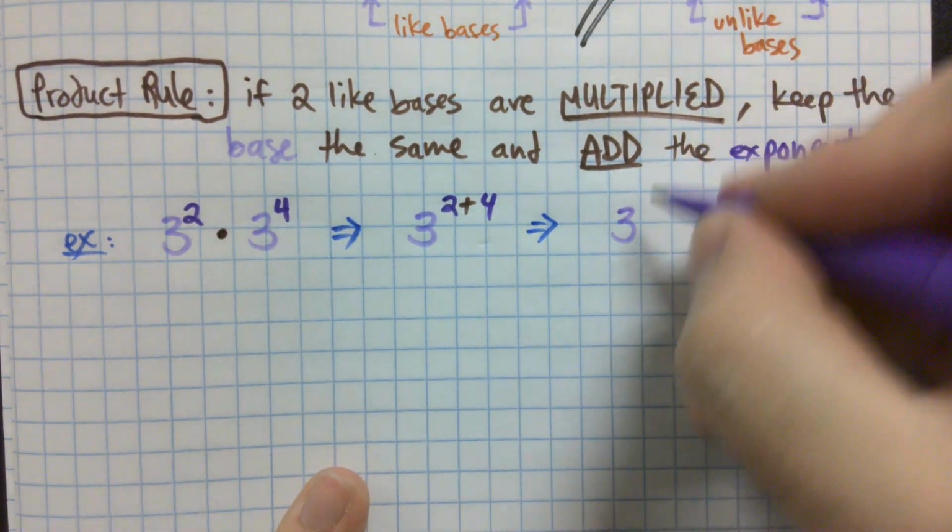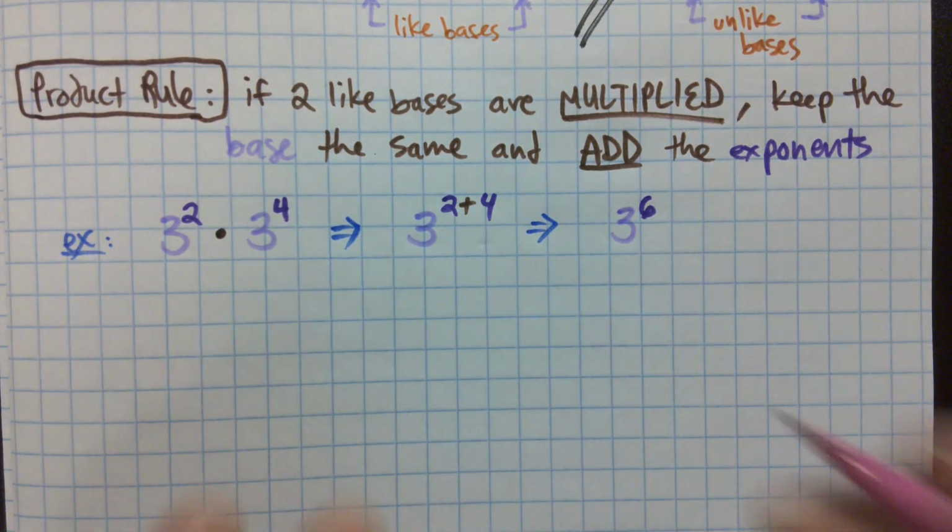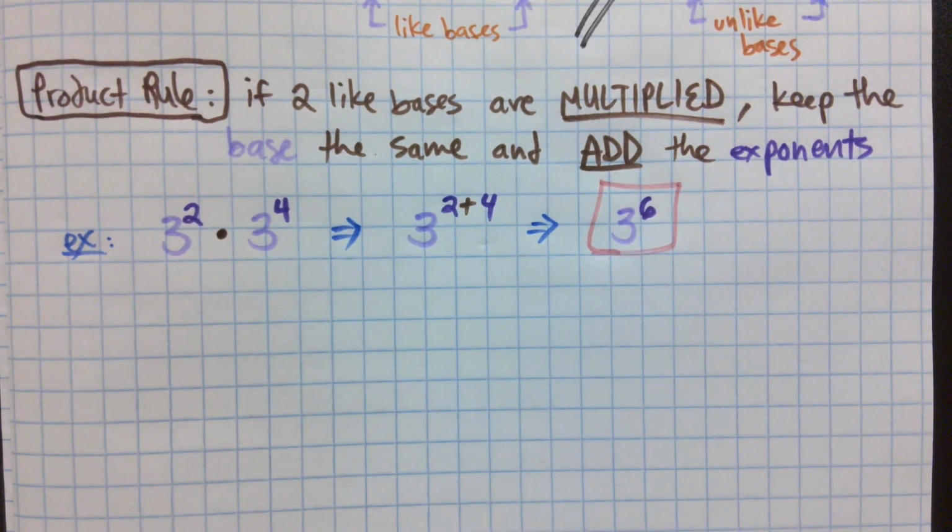Because 2 plus 4 is 6. Just like I said earlier, if you know how to add two numbers, you're going to do great today. 3 to the power of 6 is our final answer. Now we could do 3 times 3 times 3 times 3 times 3 times 3, but I don't feel like it. So we're going to keep it like that. 3 to the power of 6.